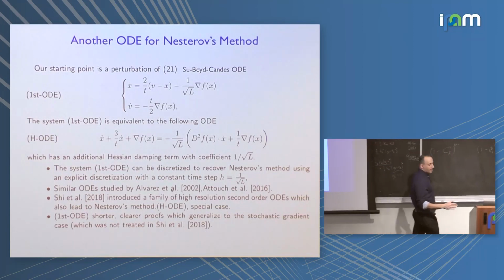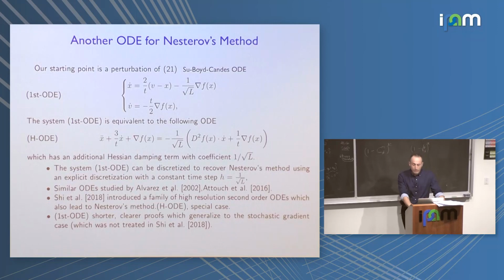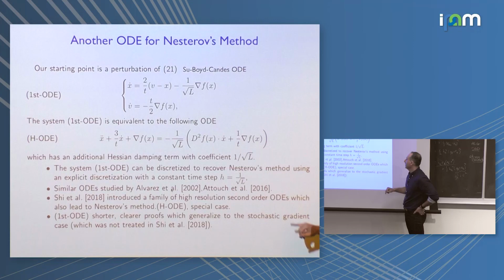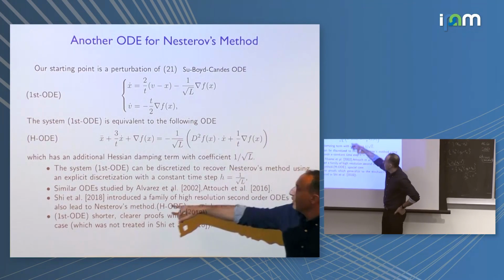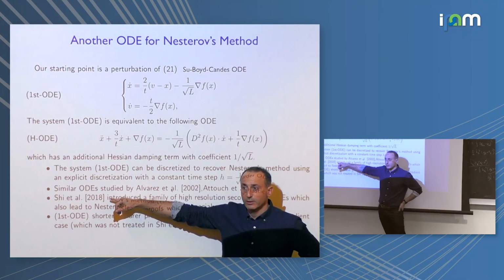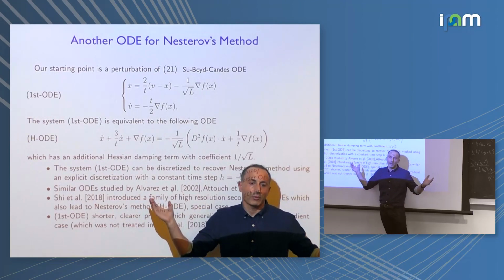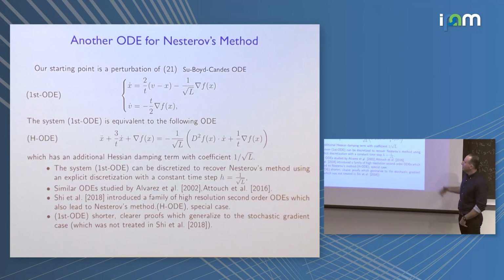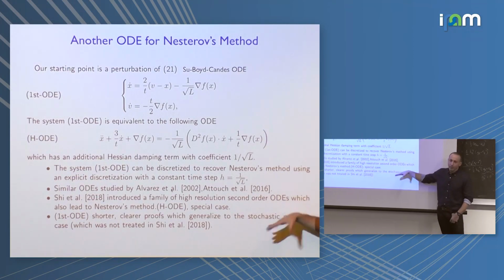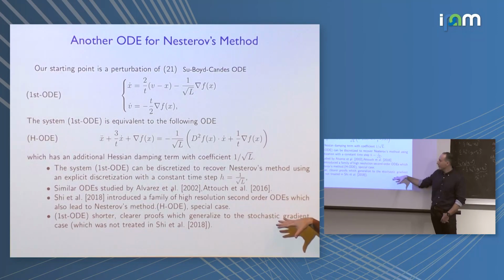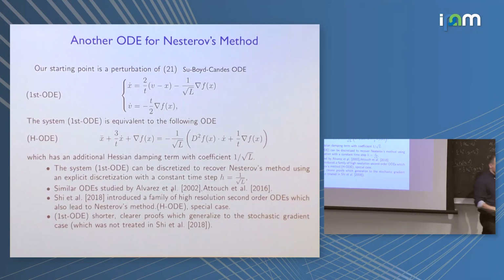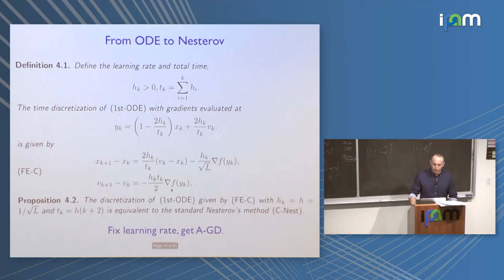In addition, you discretize this, you get Nesterov's method. So a bunch of ODEs were studied in continuous time by Alvarez and Attouch. Actually, this one that we came up with turns out to be a special case of a whole one-parameter family of ODEs studied by Shi et al. in 2018. But that's too much. If you just use this one, all the proofs get shorter and cleaner for Nesterov. So that's why I'm doing this Lyapunov function approach. If you want to understand Nesterov, you can see a nice clean proof using this ODE that's short.